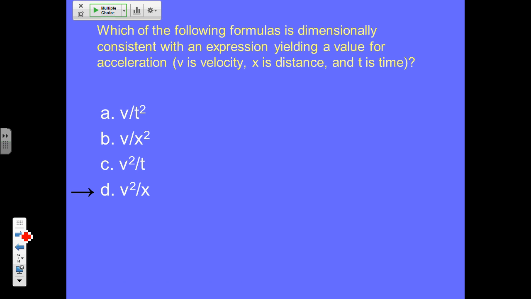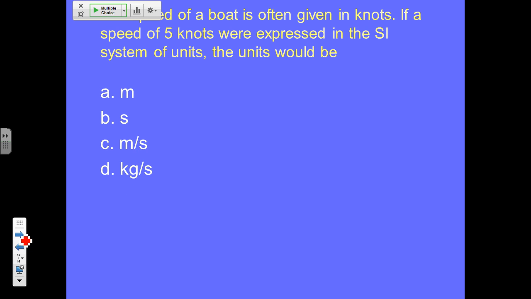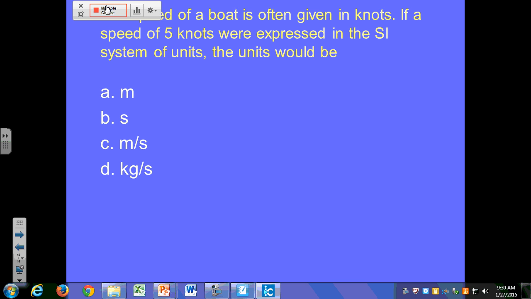So we're going to skip this right now. The speed of a boat is given in knots. If 5 knots were expressed in the SI system, then the units would be what? The speed of a boat is given in knots, but if you convert the units into the SI system, what would it be given as?